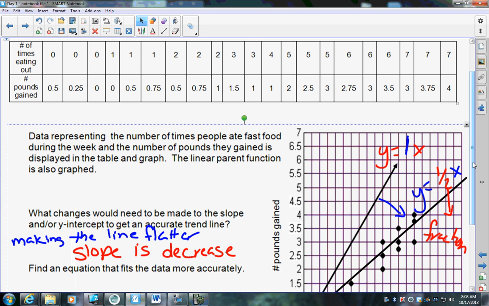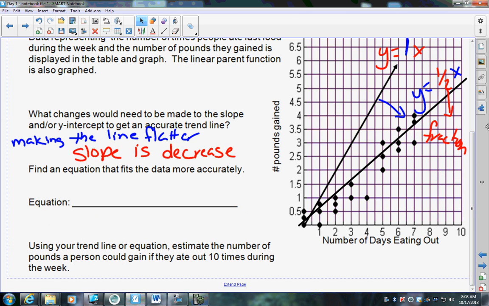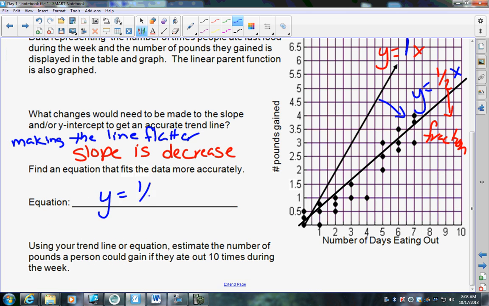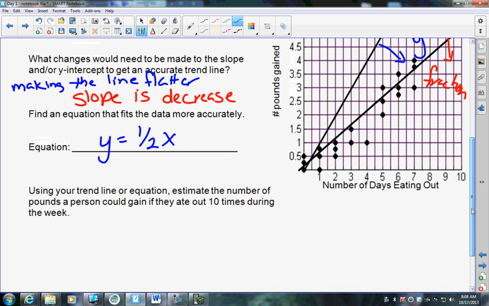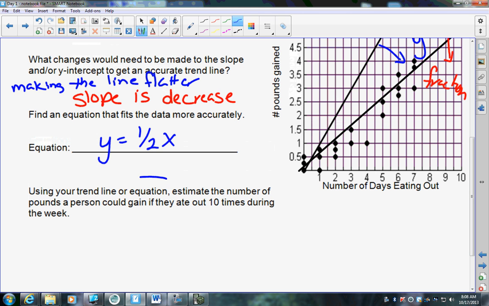Now, the thing is why we do this. So my equation I came up with was y equals 1/2 x. Now it says use your trend line or equation. We're going to use my equation to estimate the number of pounds a person would gain if they ate out 10 times. Now, looking here, X and Y, X is the number of days they eat out. Y is the pounds. So it says, find out how many pounds they could gain if they ate out 10 times during the week.